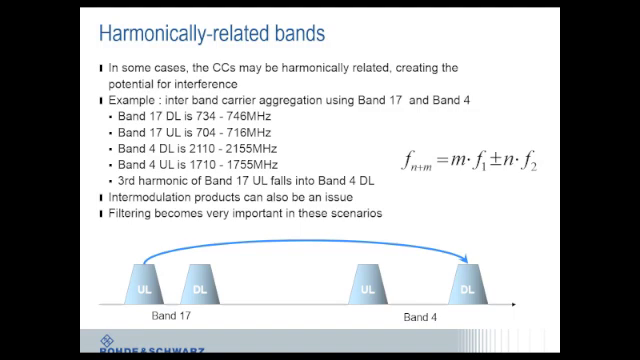One of the factors I mentioned earlier with regard to carrier aggregation is the RF environment itself. In some cases, some of the component carriers are harmonically related, thus creating the potential for RF interference. As an example, let's examine band 4 and band 17. By looking at the frequency allocations for each band's uplink and downlink, we can see that the third harmonic of band 17 uplink falls into band 4's downlink allocation.